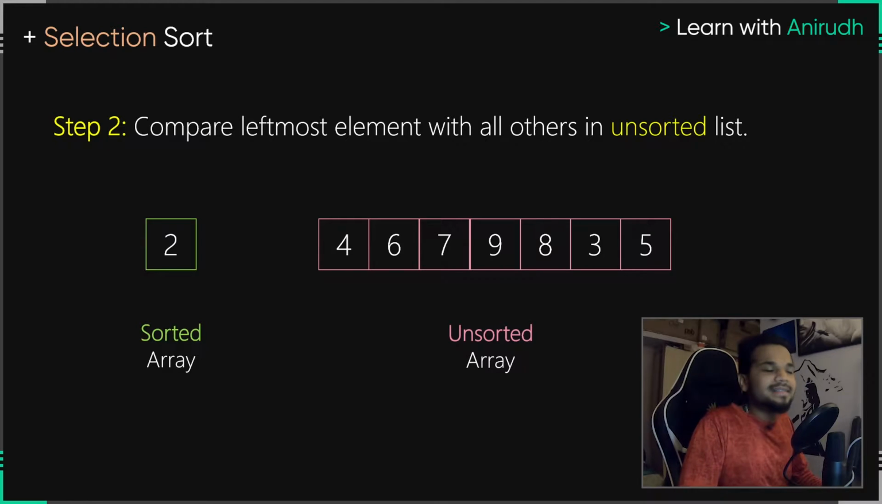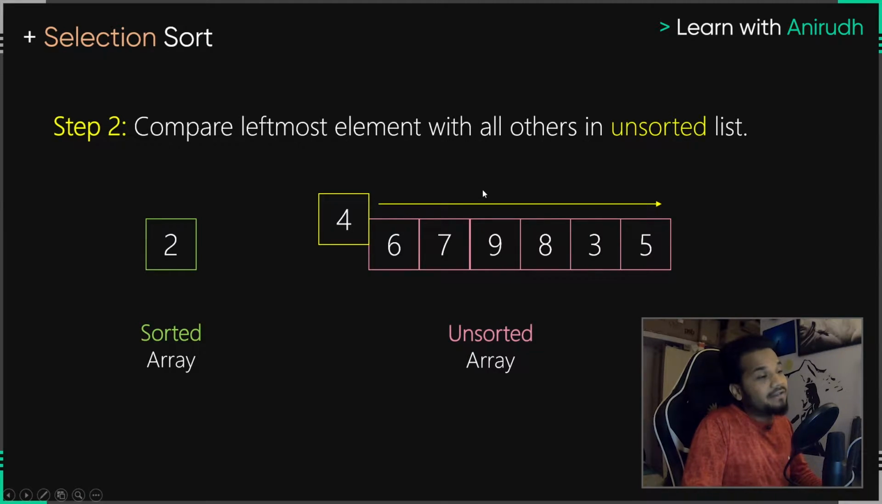So we're going to repeat this entire process of going to the first element now. The first element in the unsorted array is what? It is 4. Now, what do we do with 4? It's very simple. We compare 4 with every single element that is out there after 4. So we find out if 4 is the smallest element or if there is another element which is smaller than 4.